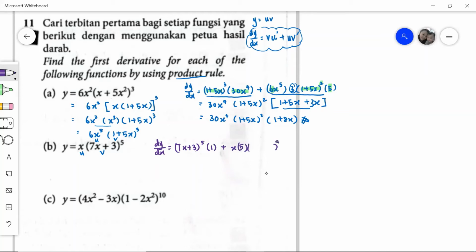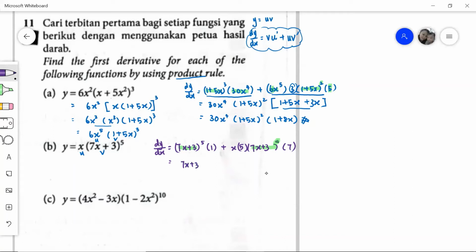Reduce the power by 1. The inside remains. Continue to differentiate the inside, that is 7. And now we can factorize because both terms contain 7x plus 3. Okay, so we have to factorize. The highest common factor is 7x plus 3 raised to the power of 4. And that's it. So let's just take that out.